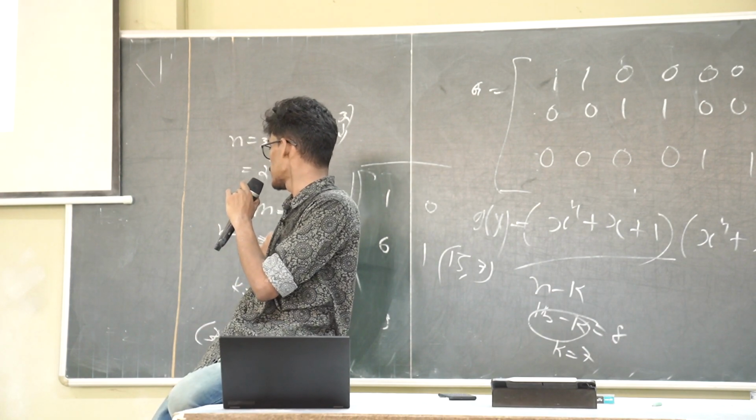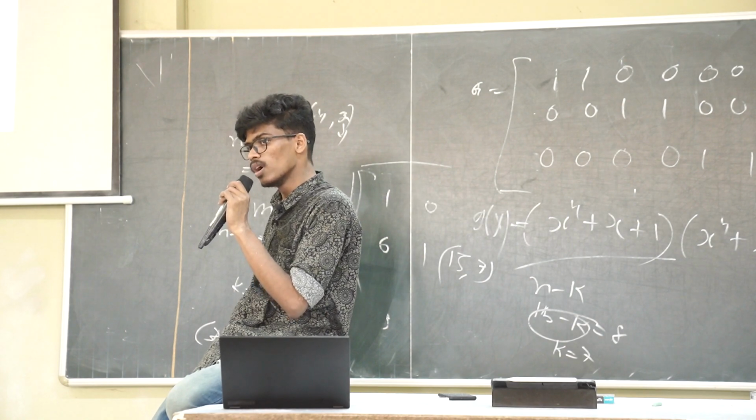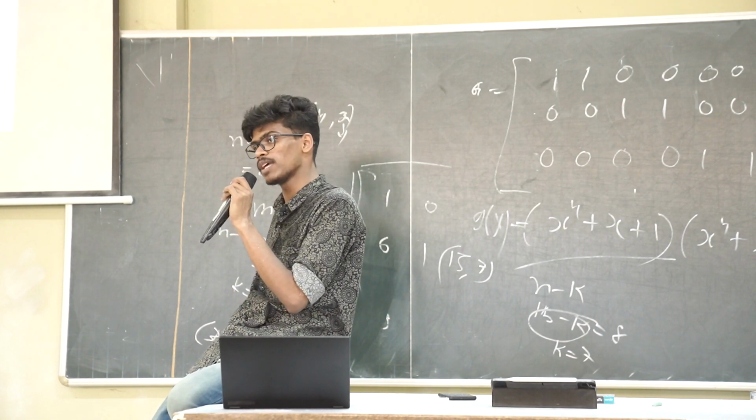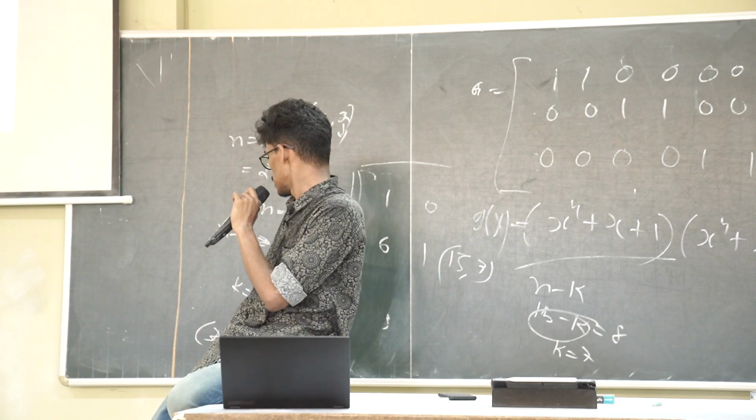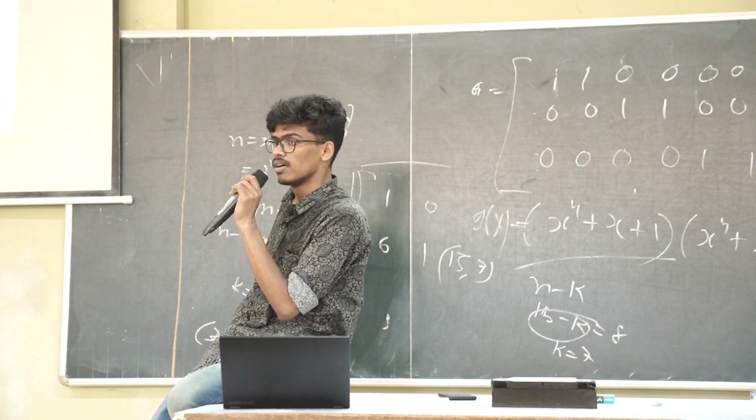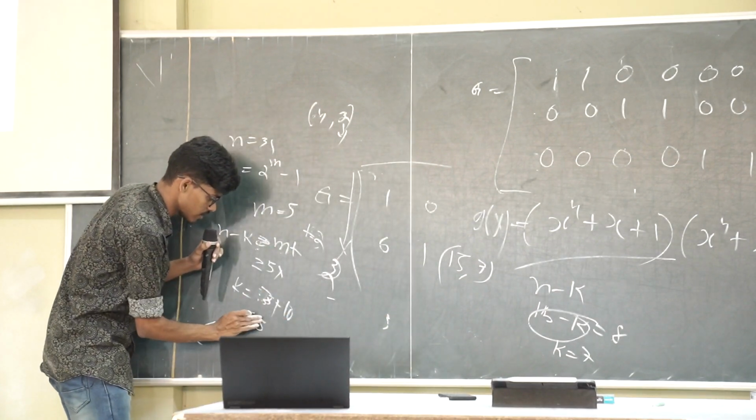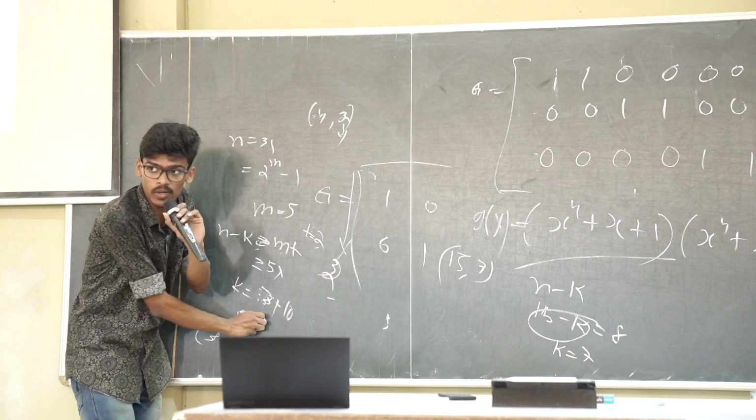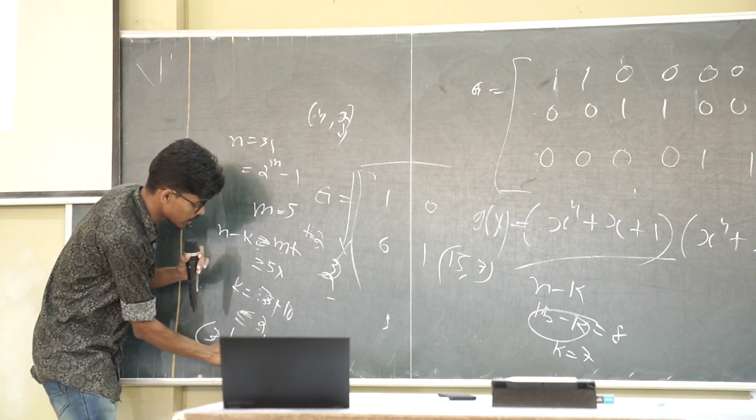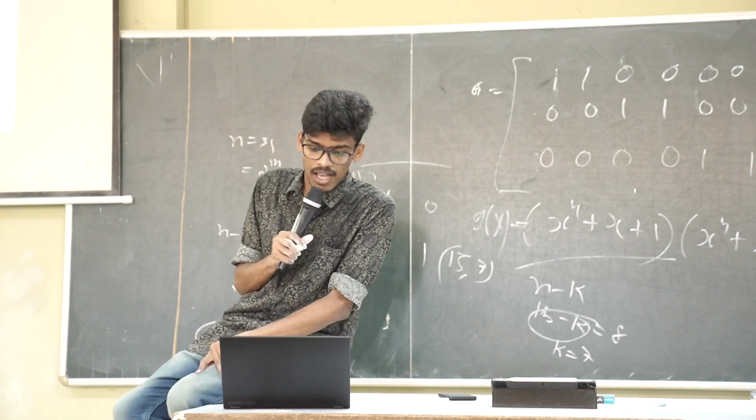N minus k should be greater than or equal to m times t. T is what? I assume that as 2. So k should be less than or equal to 15 minus 10. M is what there? 5. Oh, sorry. It should be 31. Sorry. 31 minus 10, that is 21. So it is 31, 21. Sorry, I have made a mistake there.